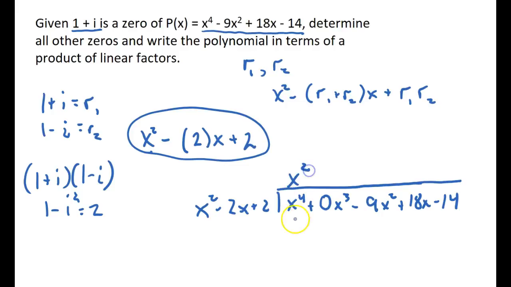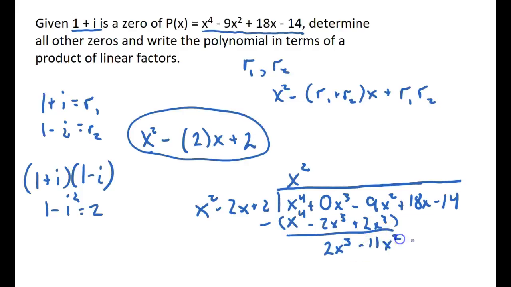So I'm going to go x squared. It's going to be x to the fourth. x squared times negative 2x is minus 2x cubed. x squared times 2 is plus 2x squared. Subtract. I'm going to get a positive 2x cubed and then a negative 11x squared. Bring down the 18x. I'm going to do a plus 2x: 2x cubed minus 4x squared plus 4x. Subtract.